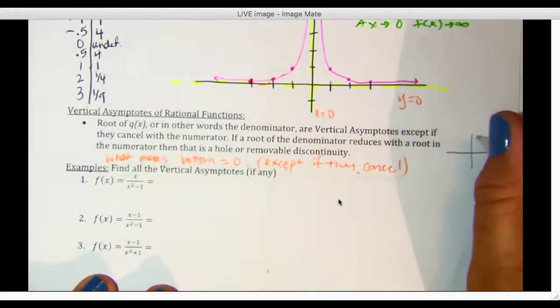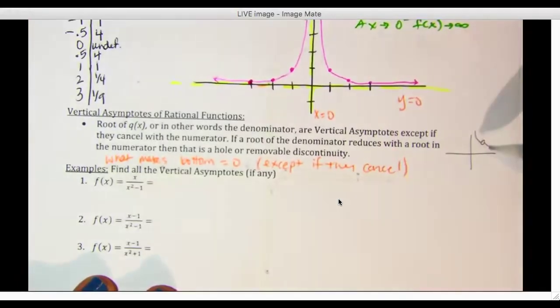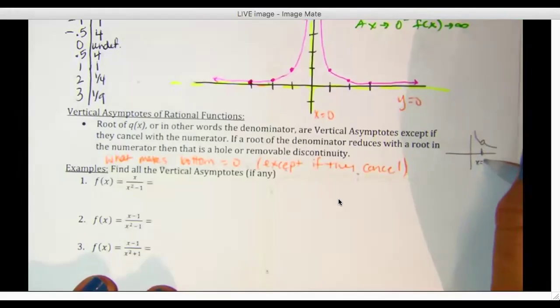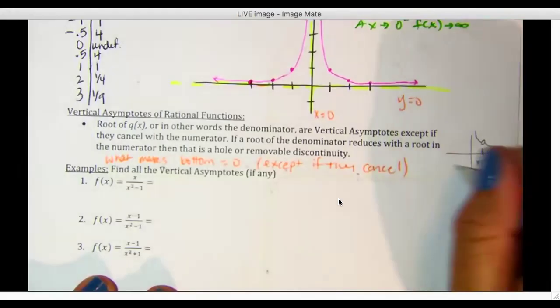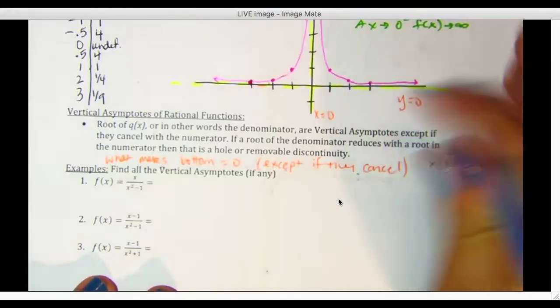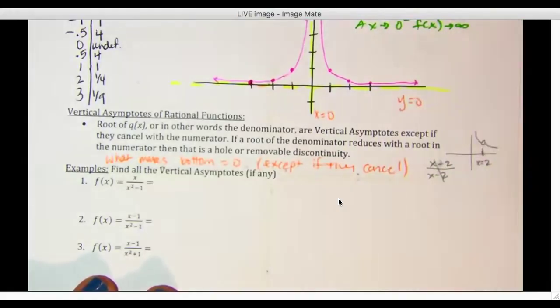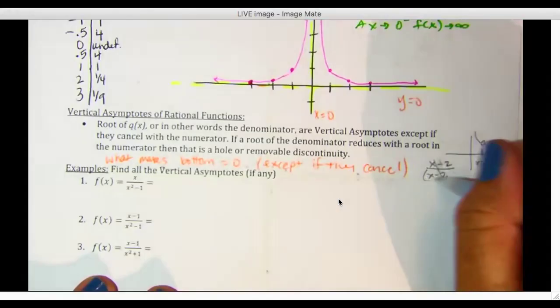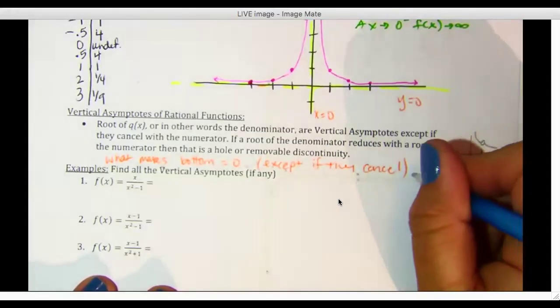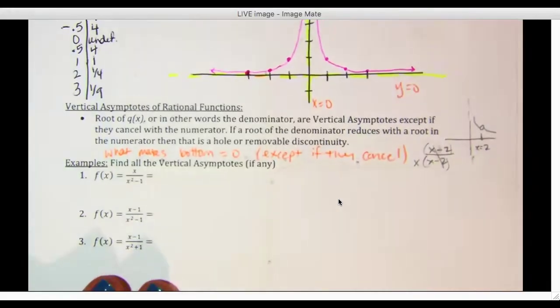If you have a graph here, and let's say we have some curve, and we have a literal hole in the curve where there's one single x value where it's undefined. Let's say this is x equals 2. Well, what that means is that I have a factor of x minus 2 over x minus 2 that canceled out, and that's what created the hole. If I have a factor in the bottom that didn't cancel out, let's just say x, and that's x equals 0, then we would have a vertical asymptote at that value. So that's what we're going to look at in these next couple examples.